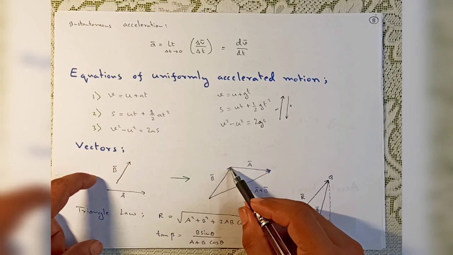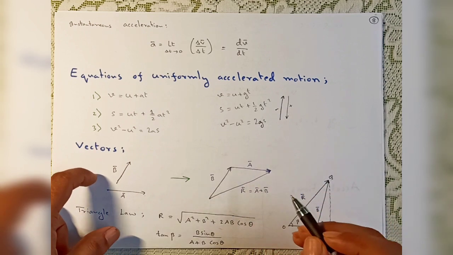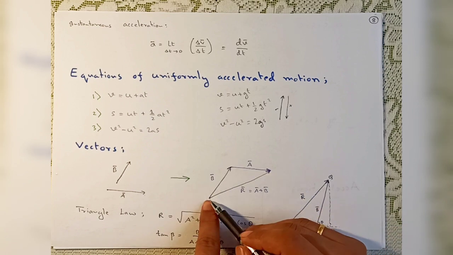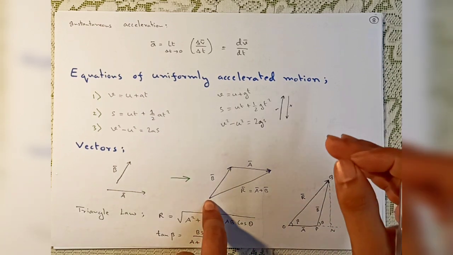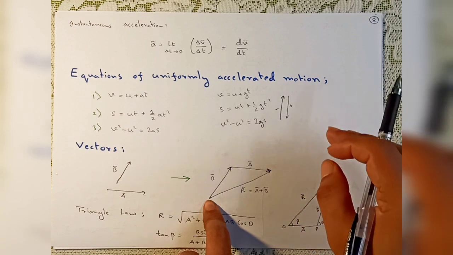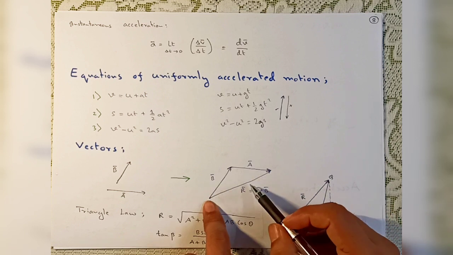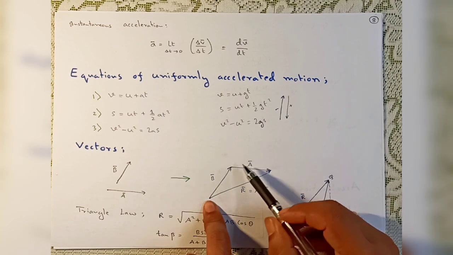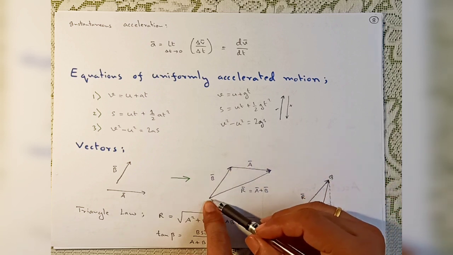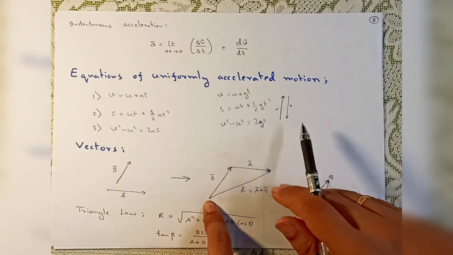Okay, head of B with the tail of A. And then to find the resultant, because these are two vectors. If there are two vectors acting upon any object, then we need to find the resultant. This is going to be the resultant, which is nothing but the sum of A plus B. The sum of A plus B is nothing but the resultant of these two vectors. These two vectors are the action and this is somewhat like a reaction.